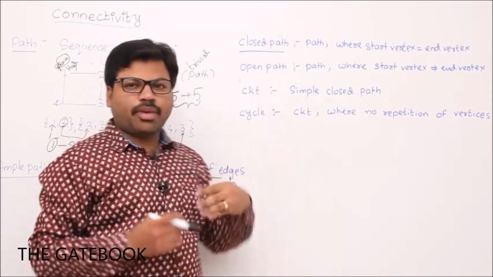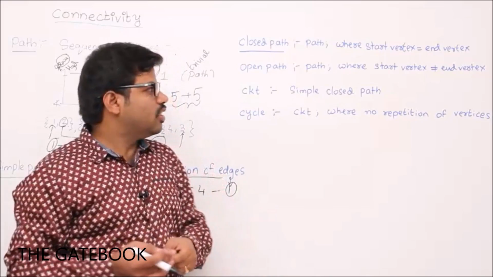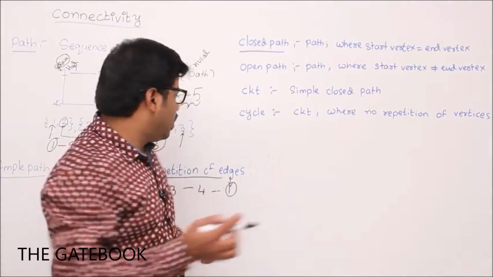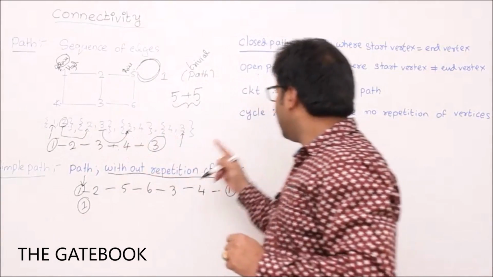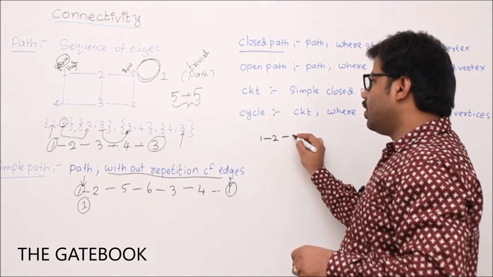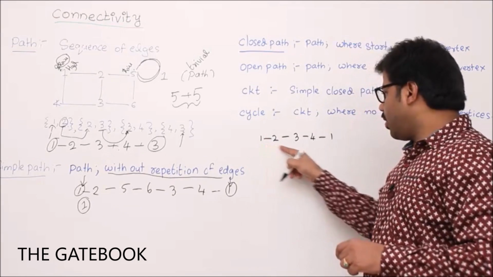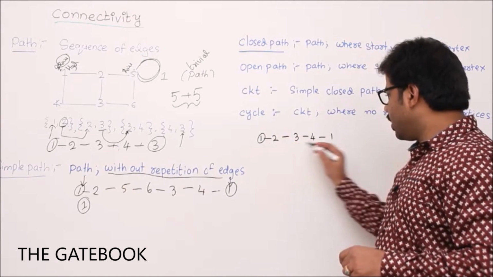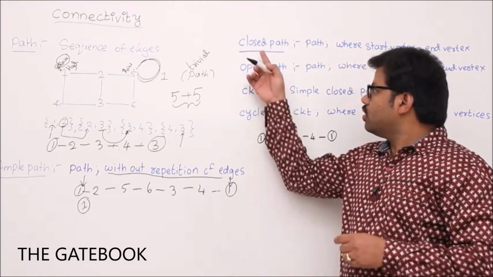A closed path is a path, you know what a path is, where the start vertex equals the end vertex. For example, let's take this graph with vertices 1 2 3 4 5 6. In this one, a closed path is nothing but 1 to 2, 2 to 3, 3 to 4, 4 to 1. Already we know that it's a path, and just observe the starting vertex and ending vertex. Both are the same, isn't it? That's why it's a closed path.